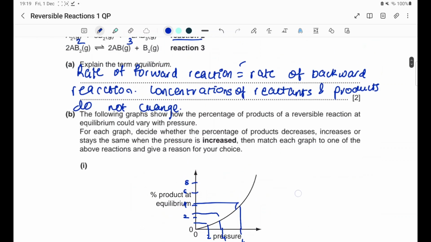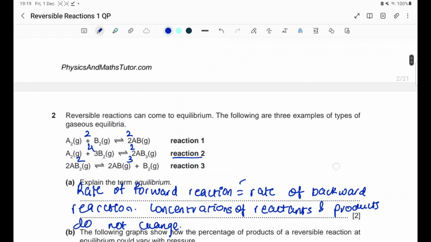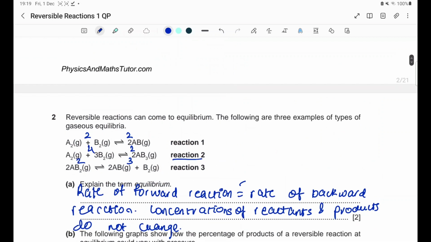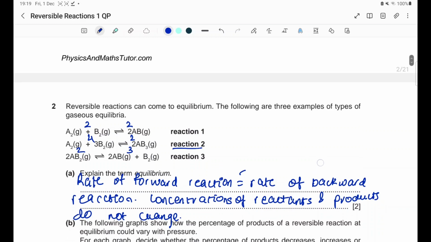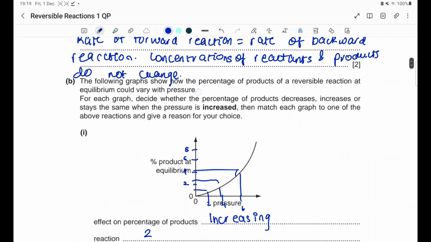And that would happen when you have the same number of moles, because where would it shift to? If you increase the pressure, it shifts to the smaller number of moles side. However, if they have the same, then it cannot shift to any smaller number, as the smaller number doesn't exist. And that is reaction 1.